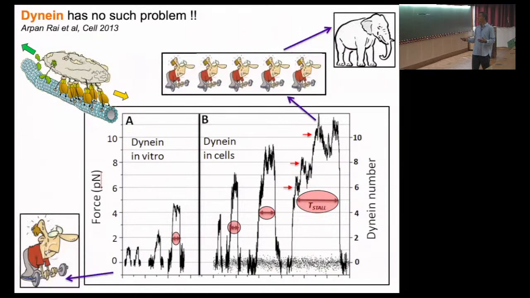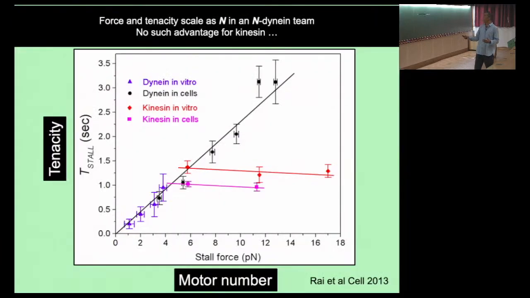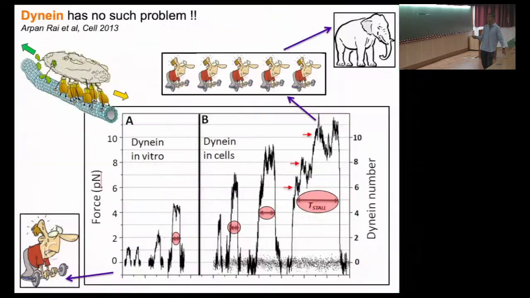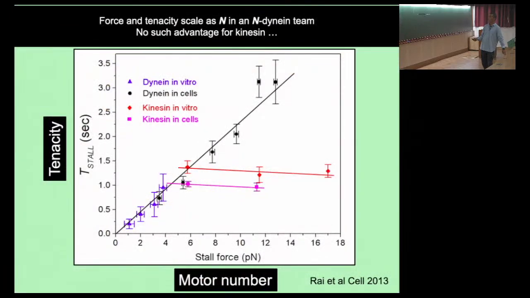And this is quite dramatically seen when you make a plot like this, okay? What I'm plotting on this axis is the stall force, and on this axis this T stall. And for dynein, you see that it is more or less a straight line, okay? So as you increase the number of motors, the capacity to survive against load increases almost linearly within this range, okay? But when you do the same thing for kinesin, that is not true.